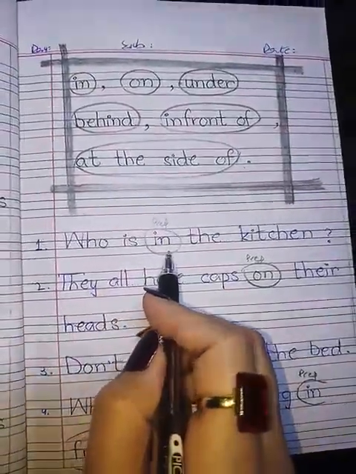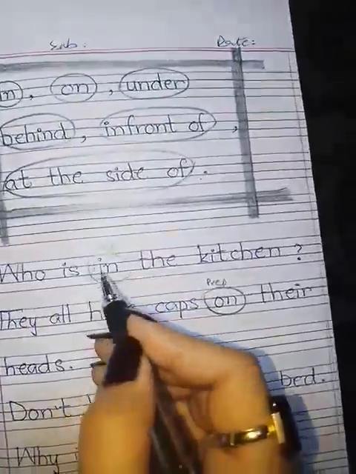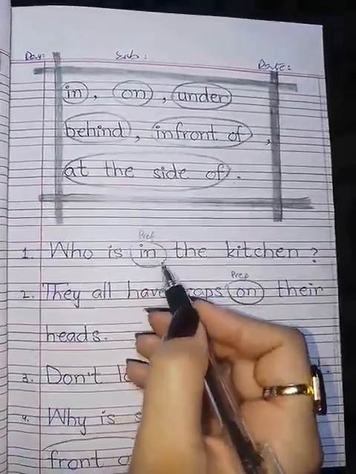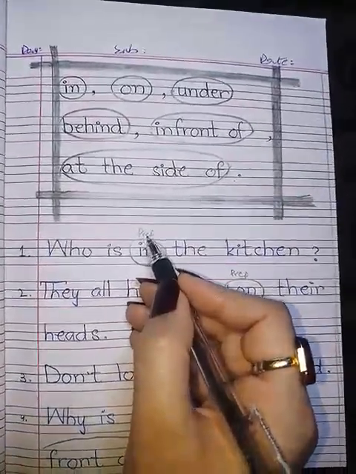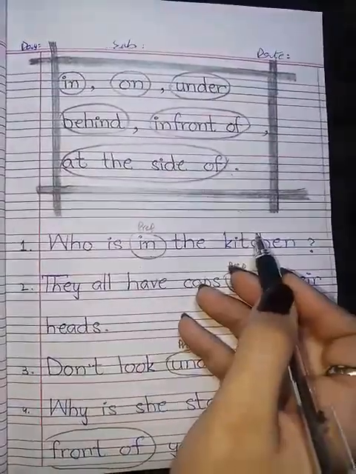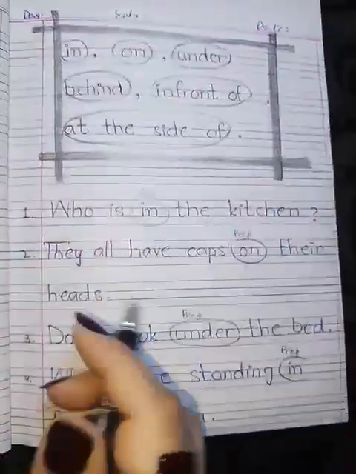Who is dash the kitchen? So in this sentence I already wrote it. So you just have to do what? You have to circle it and you have to write preposition on the top of it. Who is in the kitchen? Question mark, circle in and write preposition.